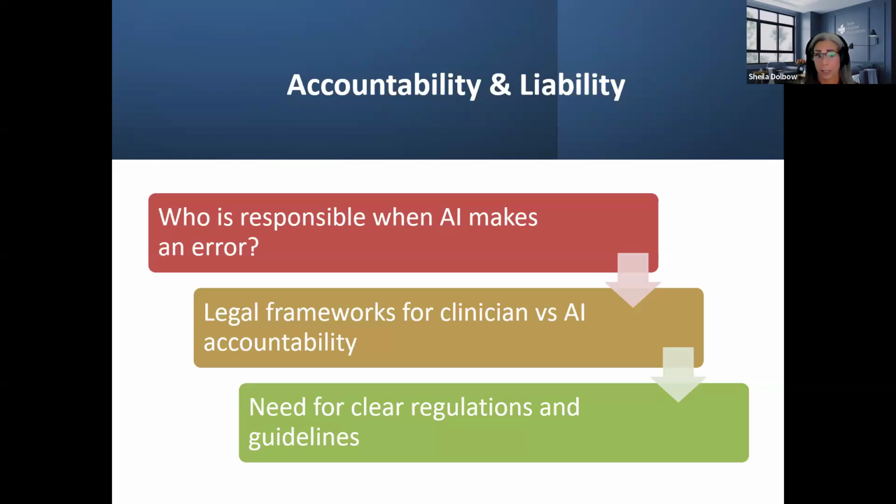Are they licensed clinicians? Are they pulling information from a textbook? And so there's a lot of questions about who's going to ultimately be responsible if an AI tool does make an error. So we have to have some legal framework for the clinician versus AI accountability. And we definitely need to consider some very clear regulations and guidelines for these processes.